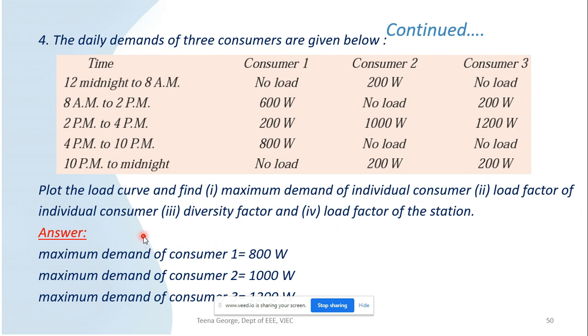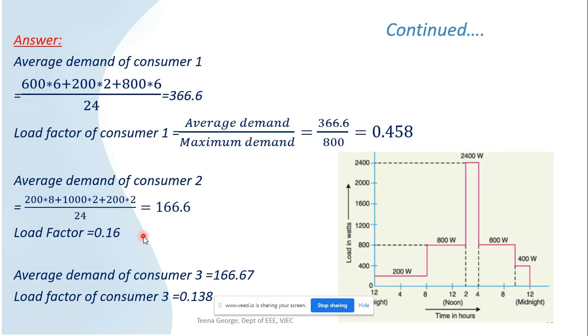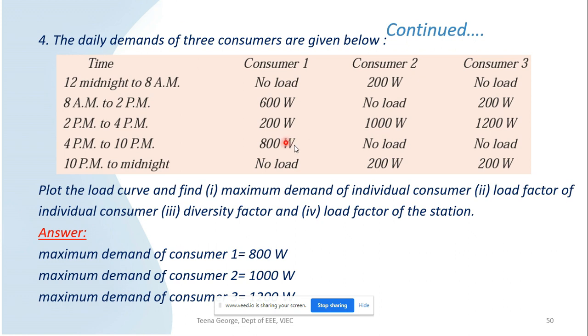Next is the load factor of individual consumers. Load factor is average demand by maximum demand. First, the average demand of consumer 1 is the total energy used by consumer 1 divided by 24 hours. No load is 0. Then 600 watts from 8 a.m. to 2 p.m. The total is 6 hours, 8 to 12 is 4 plus 2, so 600 into 6.